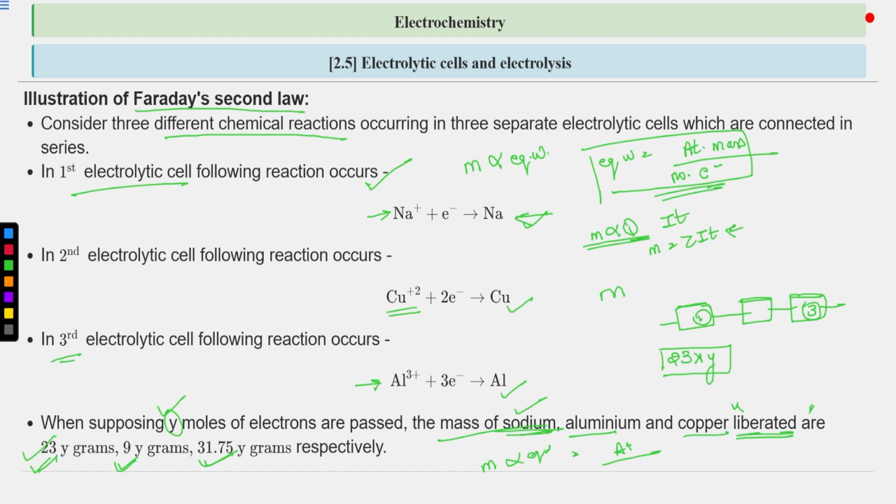So this is the example we have taken, in which three cells have different reactions occurring at the electrode. In the first one we have the sodium reaction, in the second one the copper reaction, and in the third one the aluminium reaction. Then we suppose that Y moles of electrons are passing through the cell. Then the masses of the sodium, aluminium, and copper liberated are 23Y grams for sodium, 9Y for aluminium, and 31.75Y for copper.